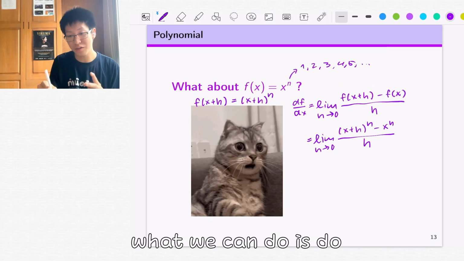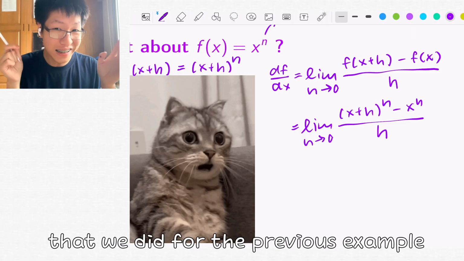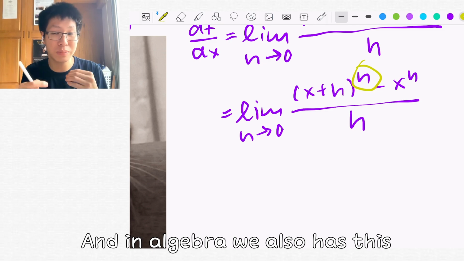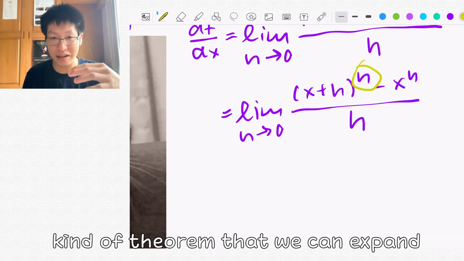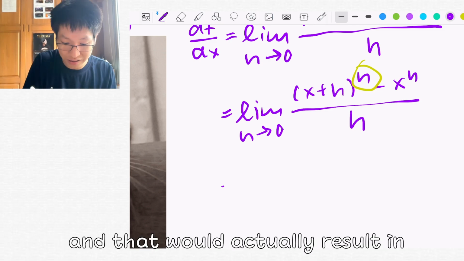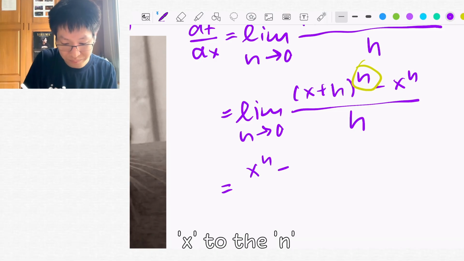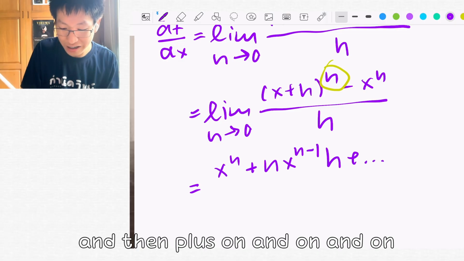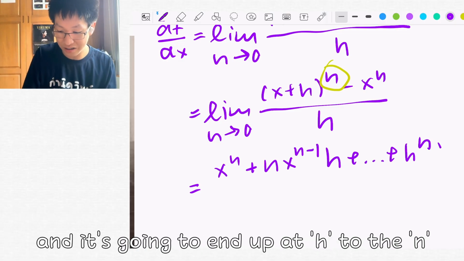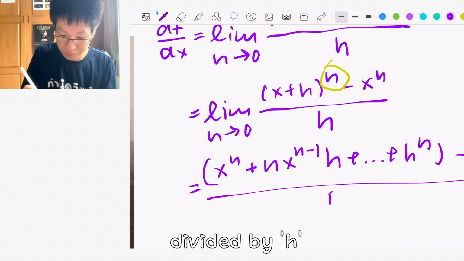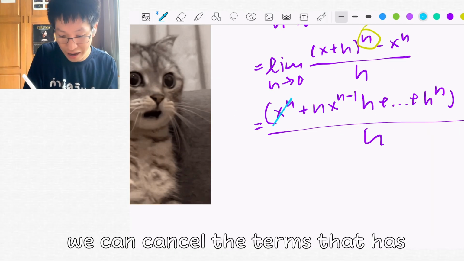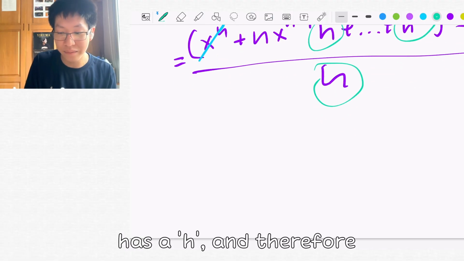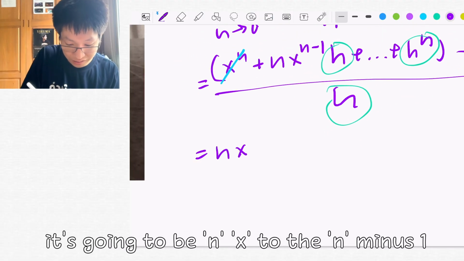And from this point, what we can do is the exact same thing that we did for the previous example about x squared. So this is just raised to the n. And in algebra, we also have a theorem that lets us expand (x plus h) to the n. That would result in x to the n plus n x to the n minus 1 h, and then plus on and on and on, ending at h to the n, and then minus x to the n, all divided by h. We can cancel the x to the n terms, and since every remaining term has an h, and we divide by h, the first term becomes n x to the n minus 1.